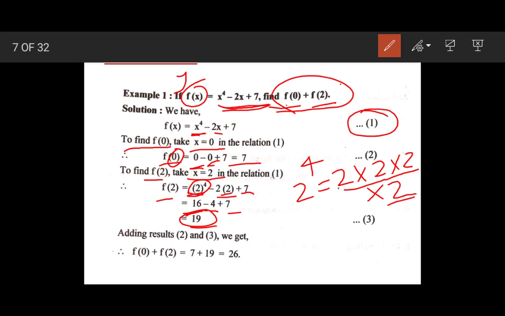Now we are interested in f of 0 plus f of 2. So f of 0 plus f of 2 will be, f of 0 is 7, f of 2 is 19. So from 2 and 3, what we get? We get 7 plus 19, that means 26. Okay.